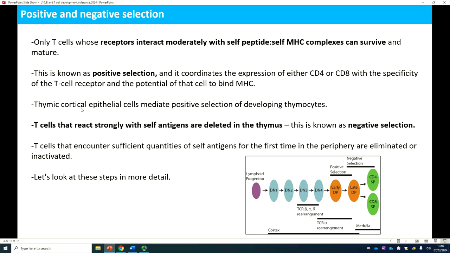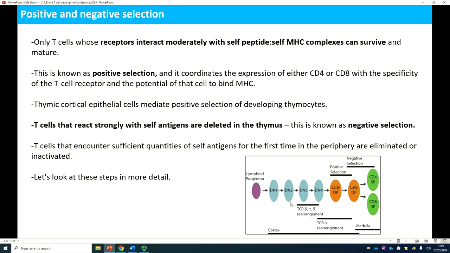And it's these thymic cortical epithelial cells that we looked at in the previous slide that are actually helping to mediate that positive selection and playing that key role in thymocyte development. Any T cell, on the other hand, that's going to react very strongly with self-antigen is going to be deleted, and that's known as negative selection. So you want T cells that are encountering sufficient amounts of self-antigen to be eliminated and inactivated, because obviously you don't want autoreactivity.